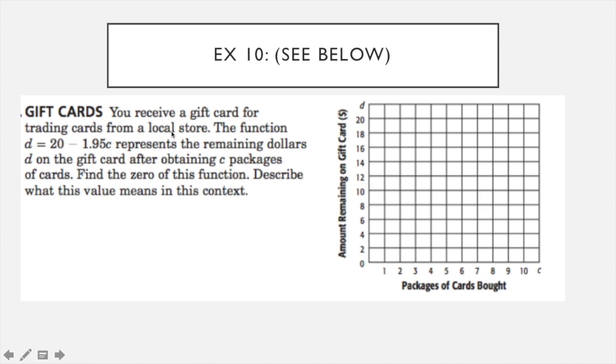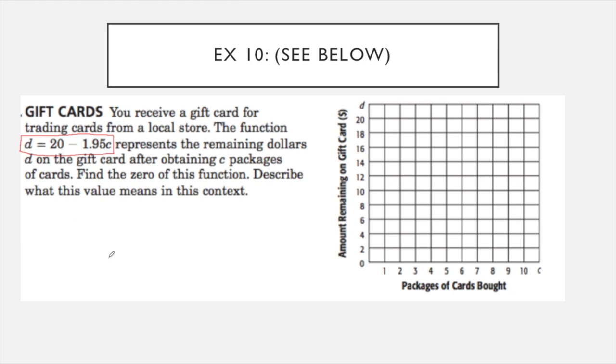I'll read that shortly. So it tells us we're talking about gift cards. We know we're going to receive a gift card for trading cards from a local store. Our function is given here. So let's circle what is important. These are the kind of strategies that are useful when you have these kinds of problems on a test or on your homework, right? Take out what's important.